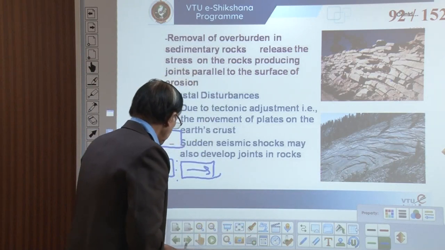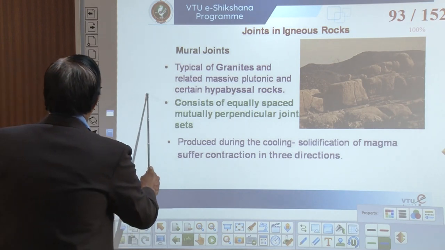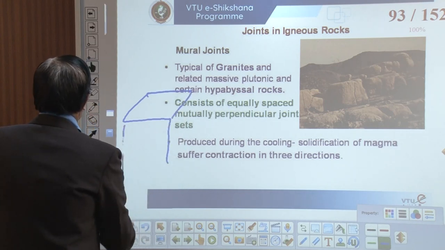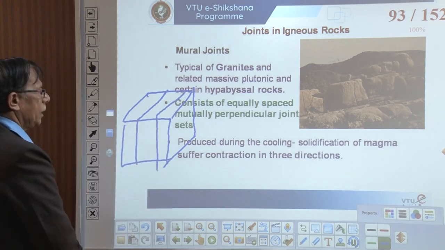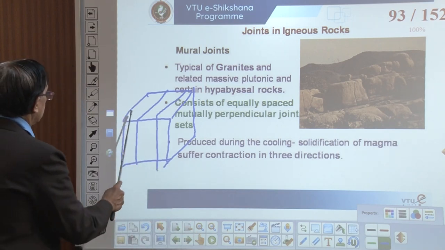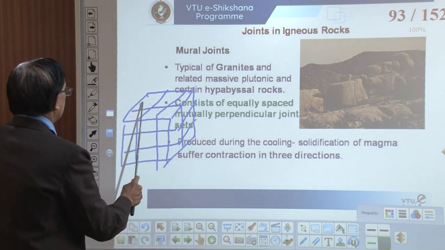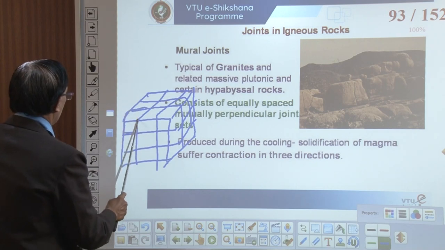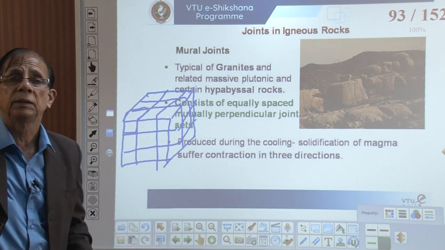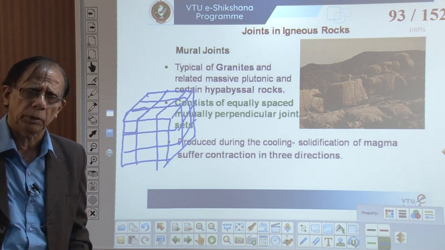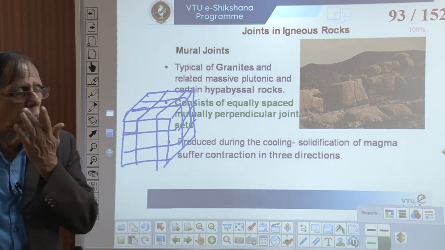See this beautiful photo. Now, mural joint is also often called cuboidal joints. Just now we have seen one set of joint, sheet joint, or plate joint, you can call it. There is another set of joints, and another set of joints. As a result, we get cubical blocks like this. It means there are three directions of joints, mutually perpendicular, more or less equidistant, making a cube, which people define as cuboidal or mural joints.